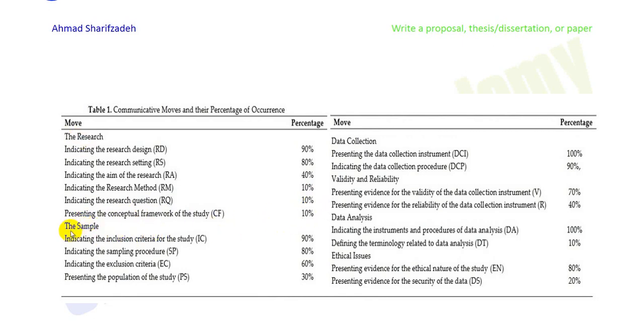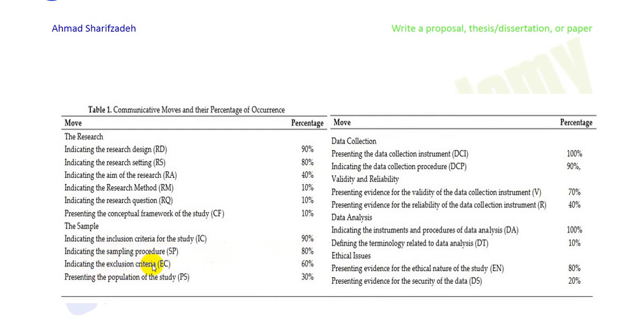Then you have to talk about the sample. This is related to the research. Here we have another subsection, the sample. With regard to sample, you have to tell inclusion criteria, 90%. Indicating the sampling procedure. For example, you tell that this is a convenient sampling, this is a stratified random sampling. Then you must tell it, somehow you must tell it.